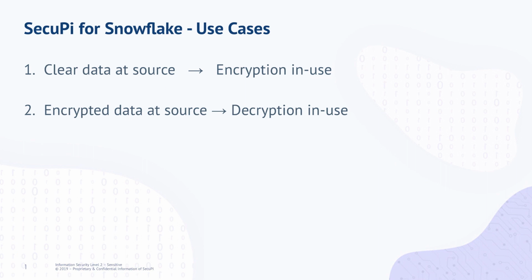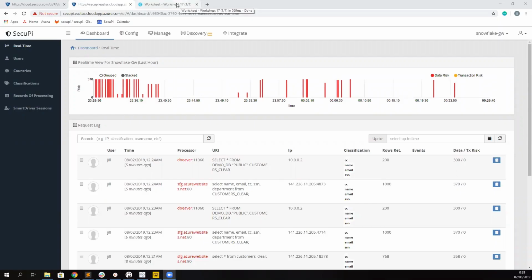The second one is data that has been encrypted before being loaded into Snowflake. So it's encrypted at rest on Snowflake. Snowflake does not have the keys, and the SecuPi platform decrypts it in use or de-tokenizes the tokenization. So first thing to know, this is the SecuPi platform real-time dashboard monitoring. It can be used to show us what's going on, for audit log and monitoring purposes.